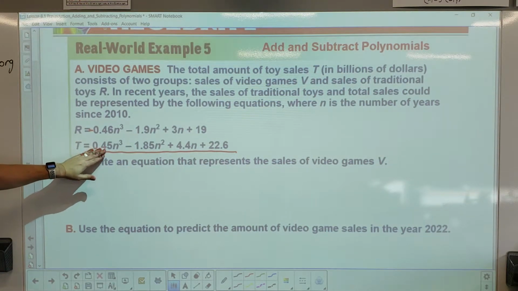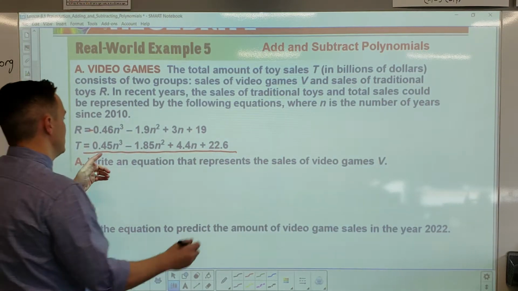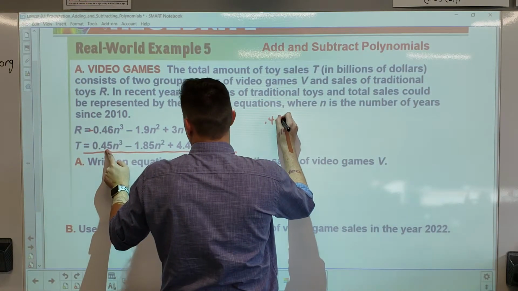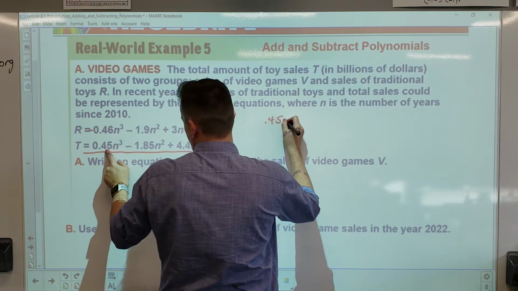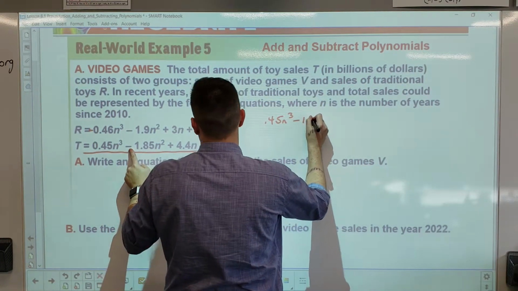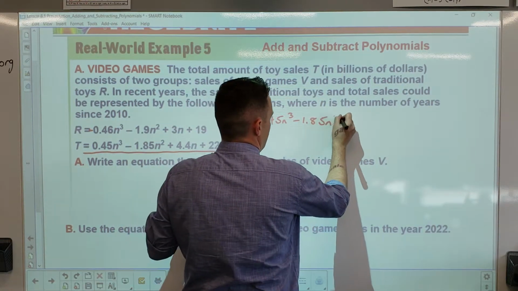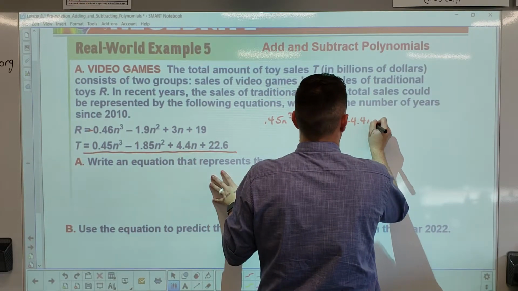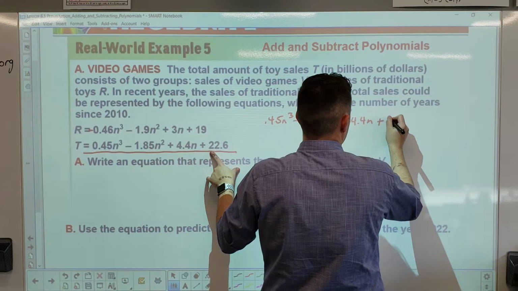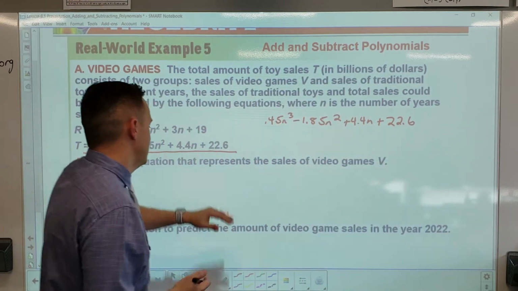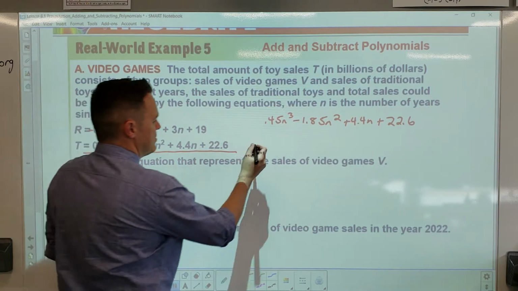So sales of video games is not up here. That's what we're trying to do. So what you want to do is actually subtract it. So I'm going to have to rewrite this because I'm not that smart. So 4n to the third, and it's going to be minus 1.85n squared plus 4.4n plus 22.6. Okay, so I rewrote it just so it's the same, because I'm going to subtract the bottom.